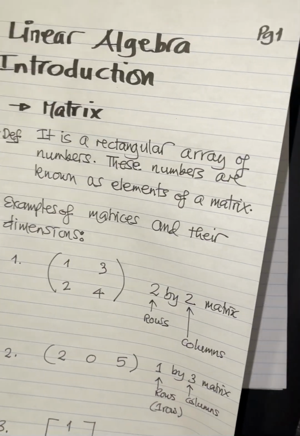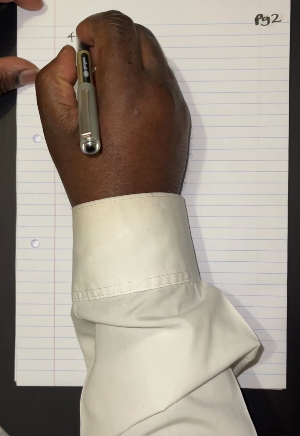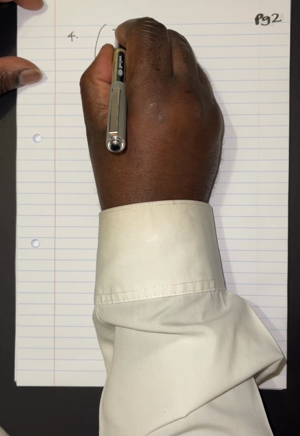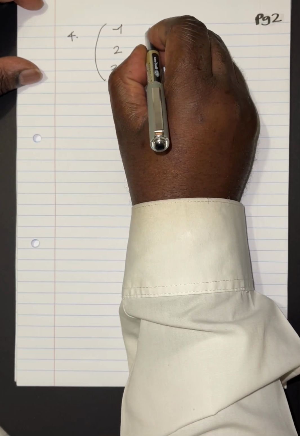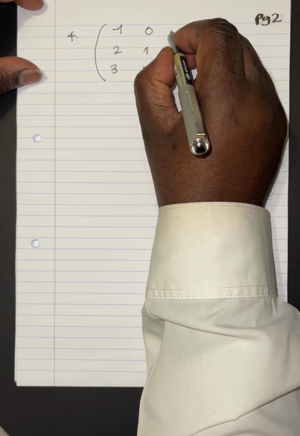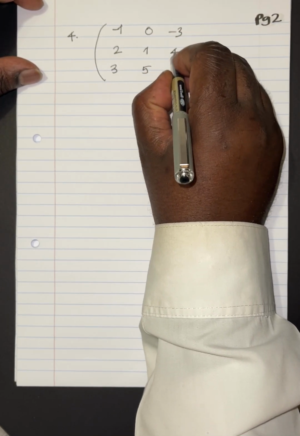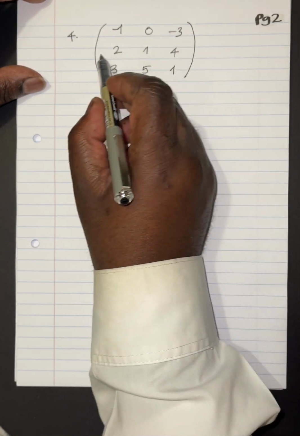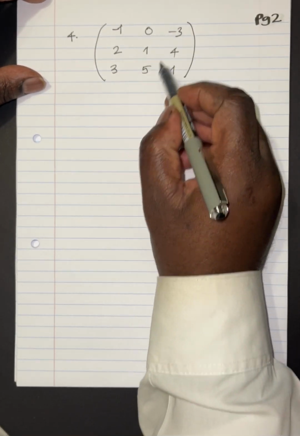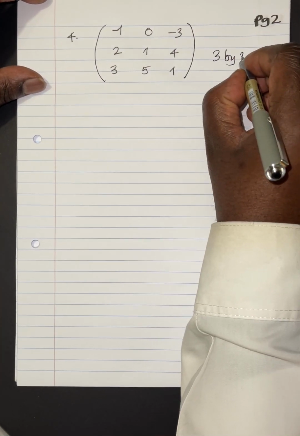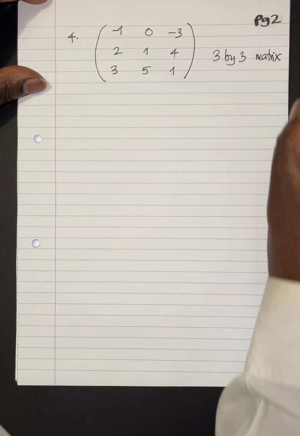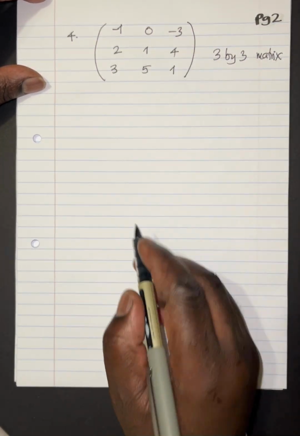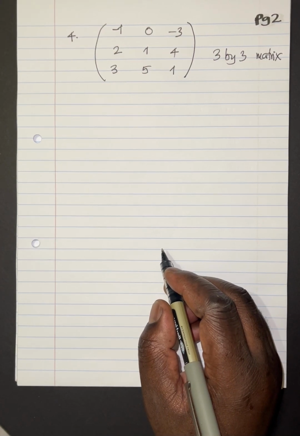Right. Let me give you example number 4. What if you have the following? Let's say you have minus 1, 2, 3, and then 0, 1, 5, and then minus 3, let's say 4, and let's say 1. The question is, how many rows do we have here? We have 1, 2, 3 rows. How many columns do we have? We have 1, 2, 3 columns. So this is a 3 by 3 matrix. We have 3 rows and 3 columns. Right. Sufficient examples. I've given you 4 examples.